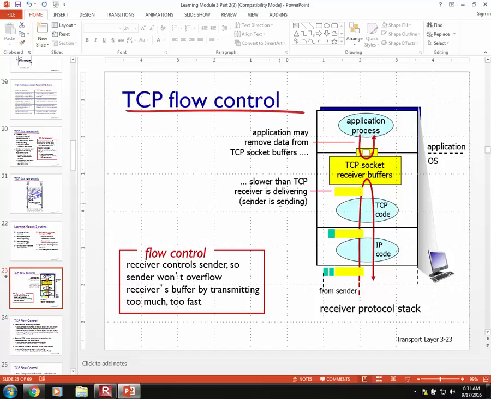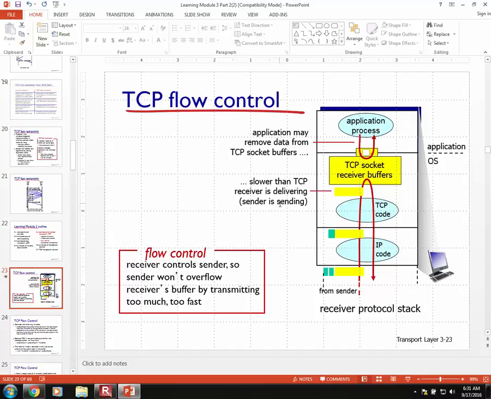You maybe get in this situation where we really can't send the data. So it's important. There's really no need to send the data at a faster rate than the receiver can handle. So we have a mechanism in place that allows the receiver to control the flow of data.